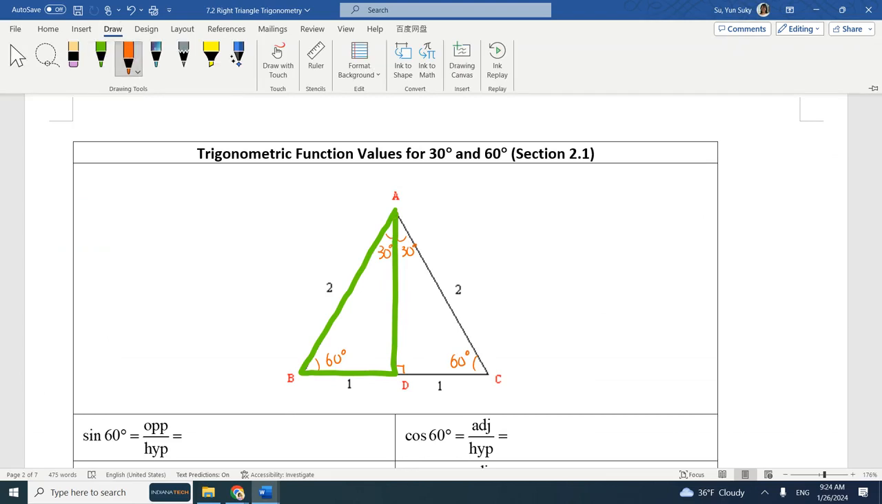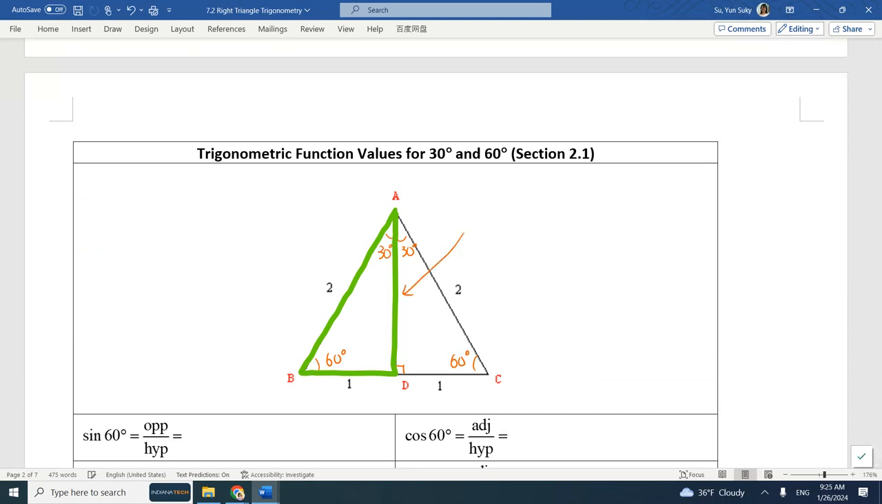You see, we have the hypotenuse is 2, and this side is 1. How do we find this side? The square root of 2 squared minus 1 squared. Is everybody okay with that?